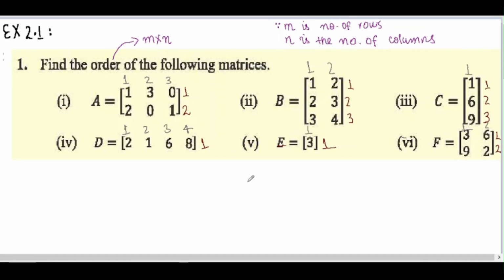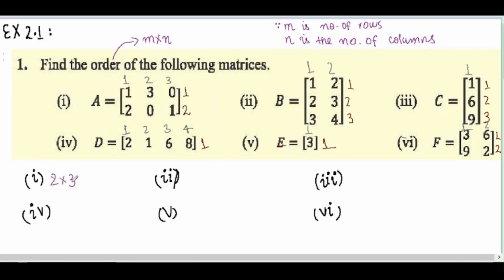Now we are going to write their order here. For the first part, m cross n, m is the number of rows, so 2 rows and 3 columns. So we are going to write here 2 cross 3. For the second, it is 3 cross 2. For the third part, we have 3 cross 1. For the fourth part, we have 1 cross 4. For the fifth part, it is 1 cross 1. And for the sixth part, it is 2 cross 2.